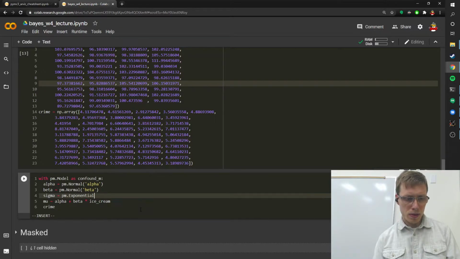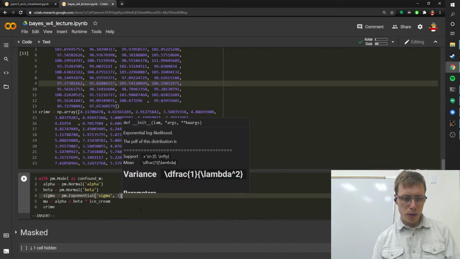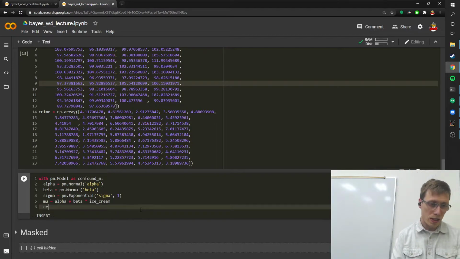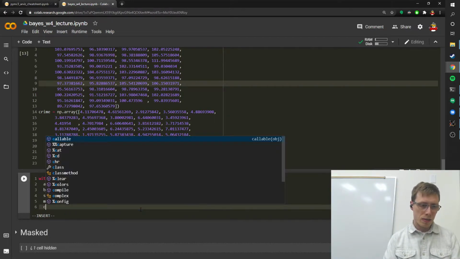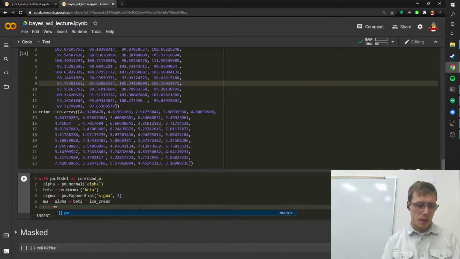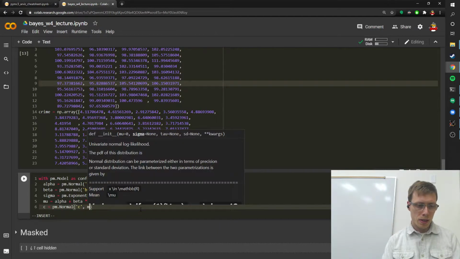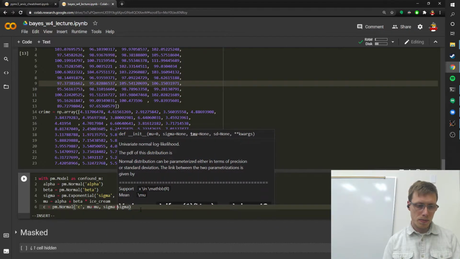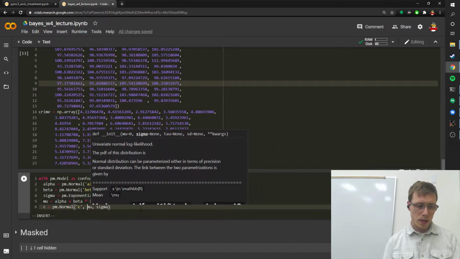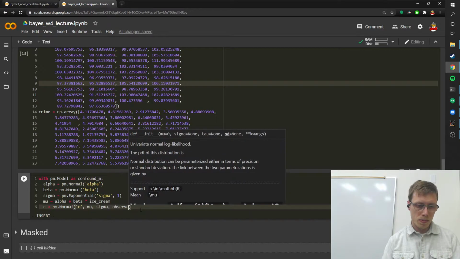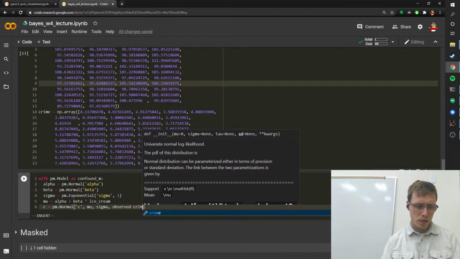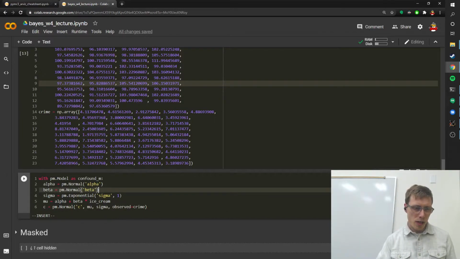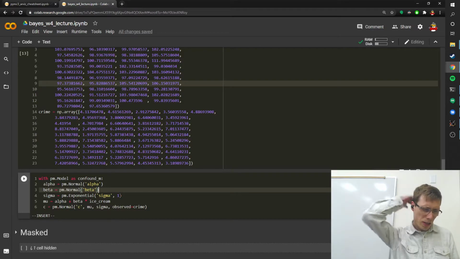pm.exponential of sigma, and I'll just set that to be 1 for now. And then crime is equal to, oh, we've got to do crime, the predicted here. I'll just call this C, is pm.Normal C, with mu centered on the mu, and sigma centered on sigma. Right? And then observed is crime. All right, so this should work. We just have to fill in our priors on the alpha and beta.